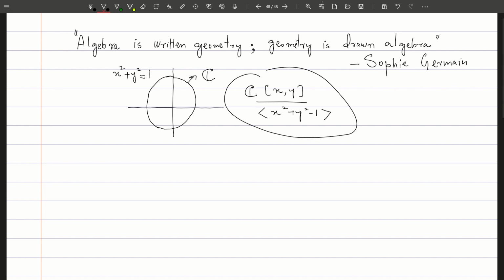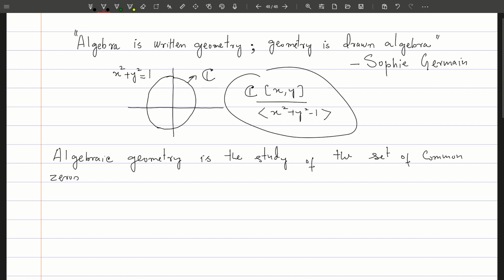Now roughly speaking, algebraic geometry is the study of the geometry of the set of common zeros of a set of polynomials.